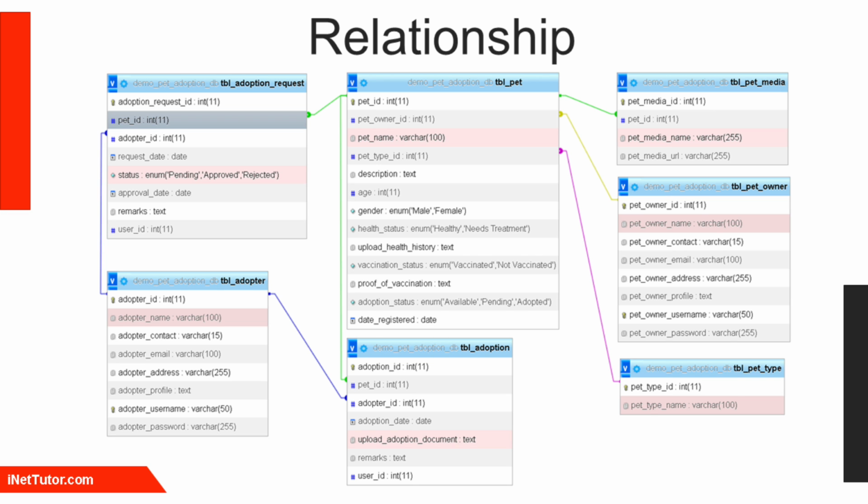their media files. Adoption requests are connected to both pets and adopters through one-to-many relationships, ensuring each request ties back to a single pet and adopter. Finally, adoptions link pets and adopters, tracking each adoption event within the system.